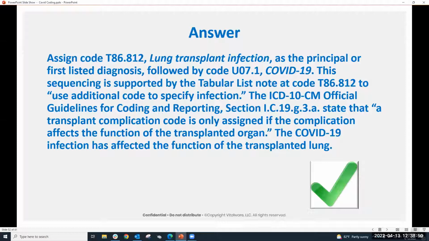The official guidelines state that a transplant complication code is only assigned if the complication affects the function of the transplanted organ. In this case, the COVID-19 is affecting the function of the transplanted lung. If you recall in the guidelines, I brought up, it did say that COVID should always be sequenced first, except in certain instances such as obstetrics, sepsis, and transplant, or when the tabular instructs otherwise.